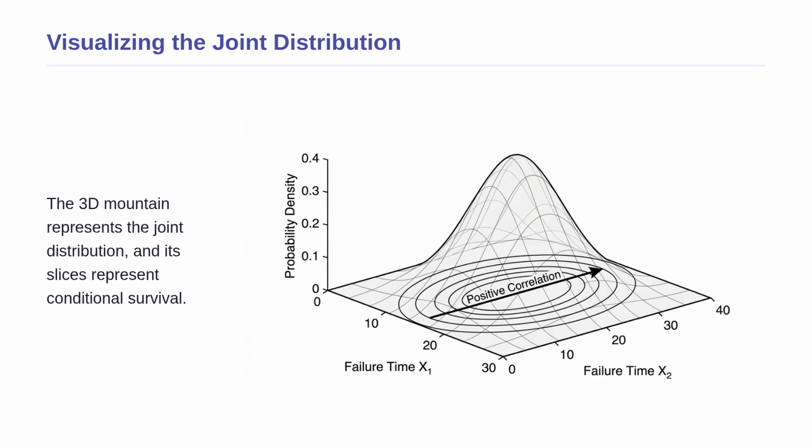To tie all these calculations together, let us look at this visually. The diagram you are seeing visualizes the joint distribution we have been discussing. The peak of the mountain shows the most likely combination of failure times. Notice the elliptical shadows on the floor? These are the contour lines. Because they are stretched diagonally rather than being perfect circles, they visually prove that the two risks are positively correlated. If you slice this mountain at a specific value of x1, the exposed cross-section is a smaller bell curve representing the conditional survival we just calculated.